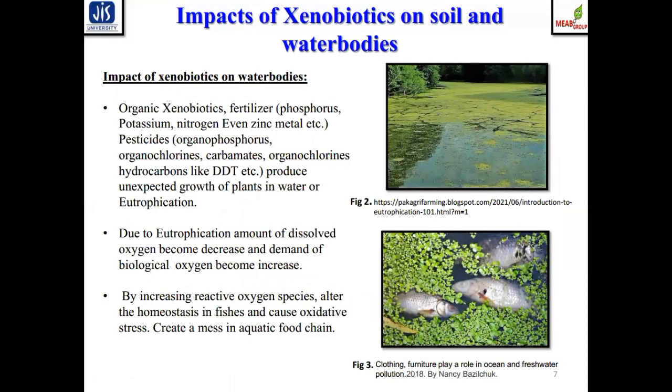Organic xenobiotics like fertilizers, phosphorus compounds, potassium, nitrogen, even zinc metals, and certain pesticides also produce unexpected growth of plants in water, or can induce the phenomenon of eutrophication. Due to extensive eutrophication, the amount of dissolved oxygen decreases and the biological oxygen demand will elevate. Increasing reactive oxygen species alter the homeostasis in fishes and cause oxidative stress, which creates a mess in the aquatic food chain and ecological balance. These are a few pictorial presentations which show how xenobiotic compounds are influencing the normal life habitats within the water bodies and altering the water ecosystem.